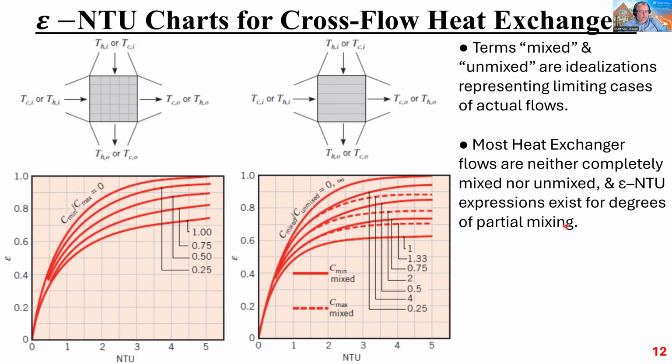It doesn't show up in the book other than a quick mention. There's no figure for it, but most heat exchanger flows are neither completely mixed nor unmixed. So there are effectiveness-NTU expressions that exist for all the different degrees of partial mixing.